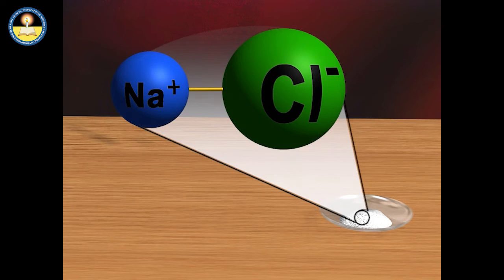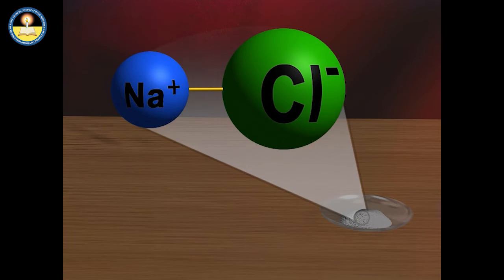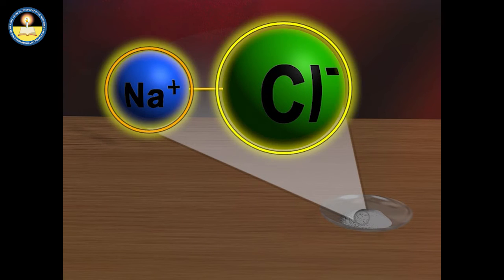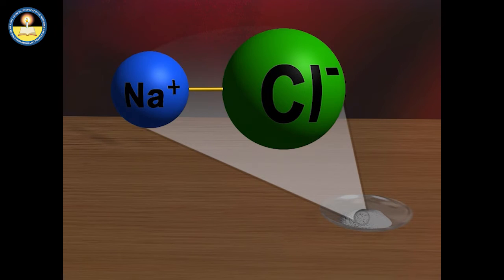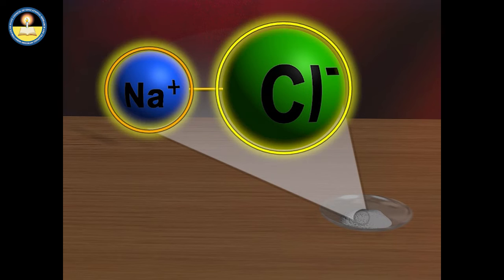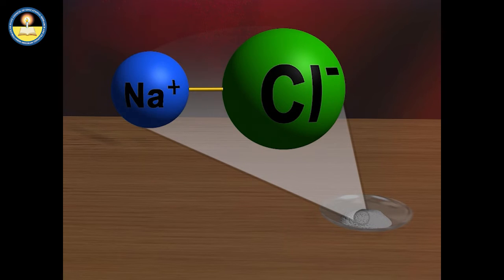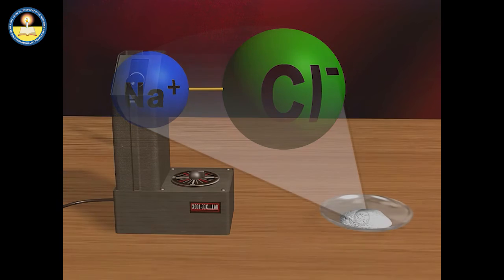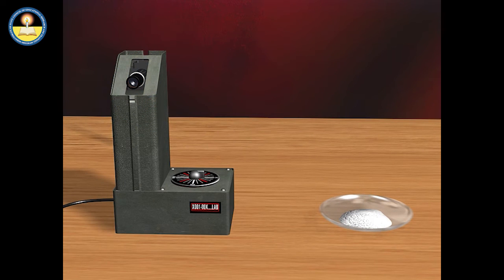As we know, the oppositely charged ions in the ionic compounds are held together by strong electrostatic forces of attraction. It requires a considerable amount of heat energy to separate the ions and melt or vaporize the compound. Let us see how melting point of sodium chloride is determined.